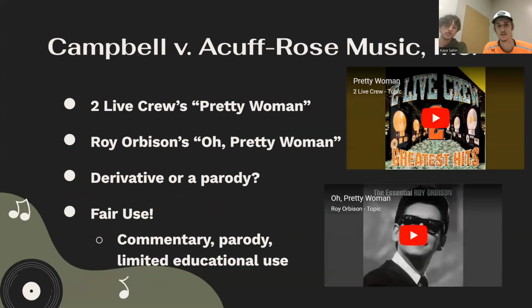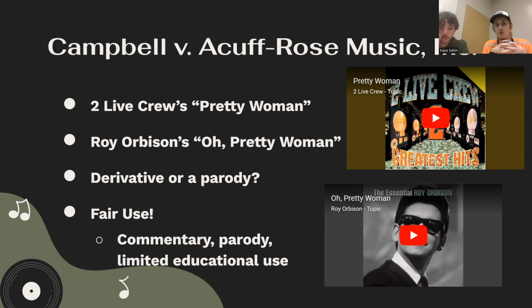So our first case is the Campbell versus Acuff-Rose Music case. This is a case that went all the way to the U.S. Supreme Court. It involved the original song, Roy Orbison's "Oh, Pretty Woman," and Two Live Crew's "Pretty Woman." Two Live Crew had actually asked Acuff-Rose Music if they could use the song, and Acuff denied them and said that it was too profane and they didn't want that version out there. Two Live Crew went ahead with it anyway and put it out on their album, and were shortly after sued.